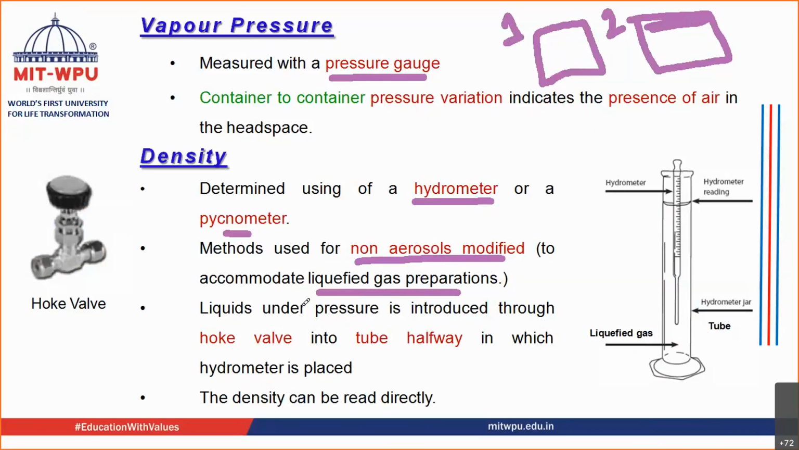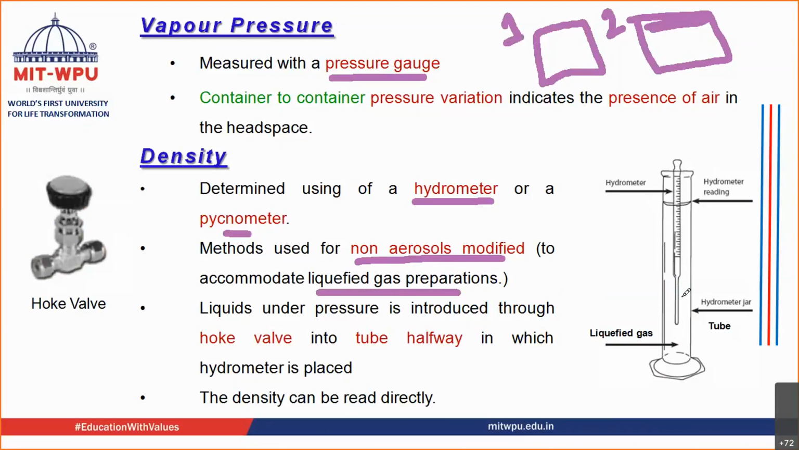So what you do is you take the liquefied gas, you liquefy your aerosol, and you put this into this tube. So this is the tube in which you put it. You put it halfway so that the hydrometer can go inside it, right? This is the hydrometer which is calibrated. So these are the calibrations on the hydrometer, right? This hydrometer is then placed.